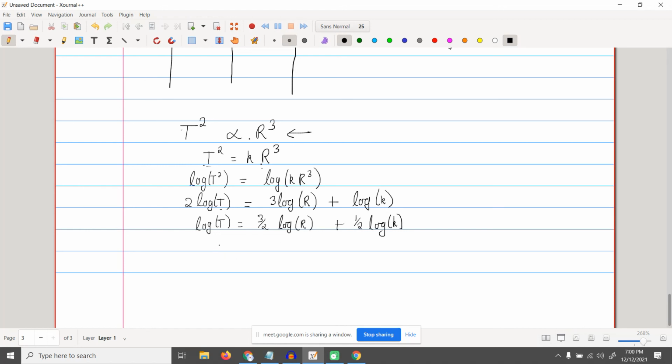Okay. And can you all see now, this is y is equal to mx plus c. What is this? Slope. This is the slope. This equation is, what equation is this? Linear equation. It's an equation of a straight line.